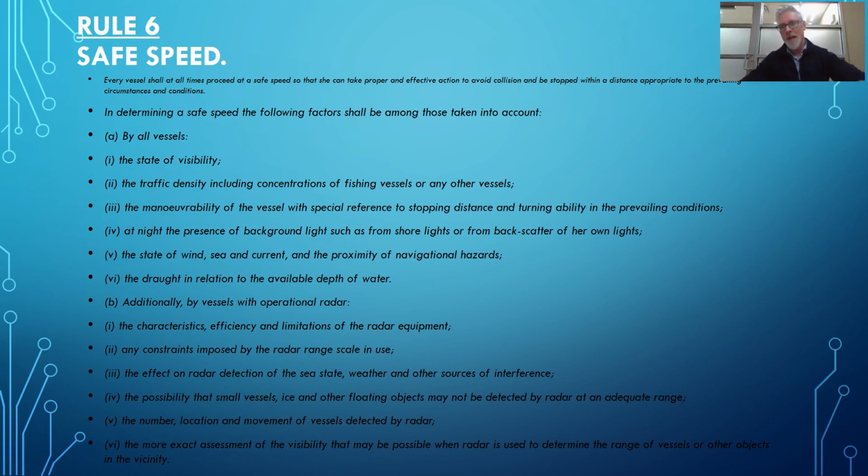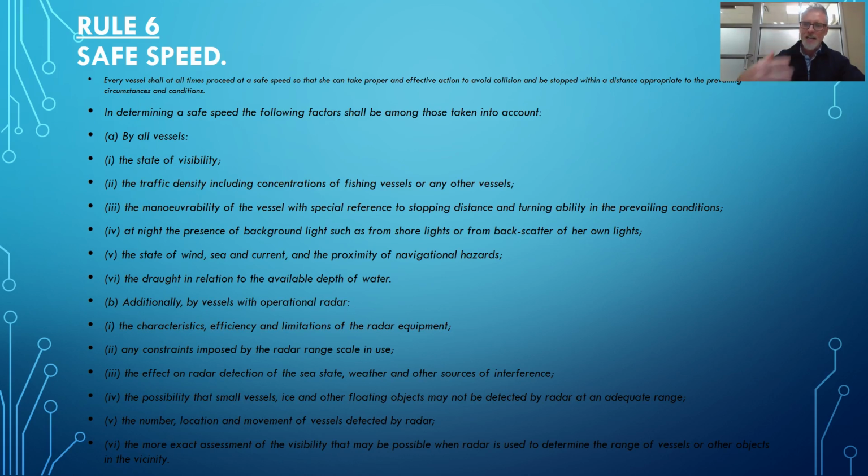So now we're into our last rule in this section, our week 2, and it's safe speed. So there is no defined speed. There are speed limits that you're going to incur throughout your career in different parts of the world and different areas on the Great Lakes. But there's nowhere in the rule that says this is a safe speed.